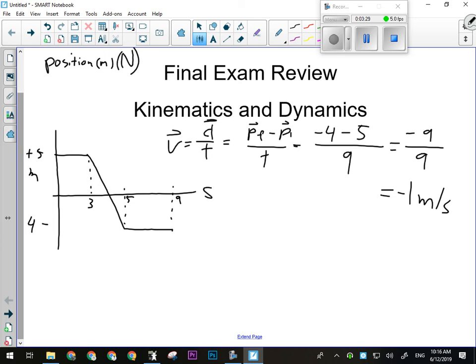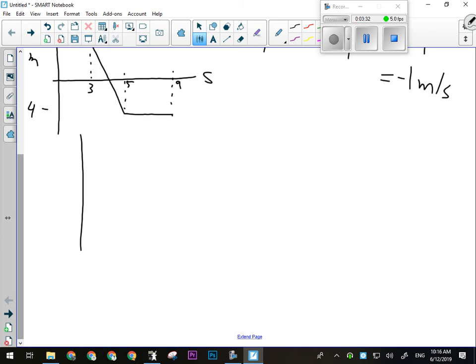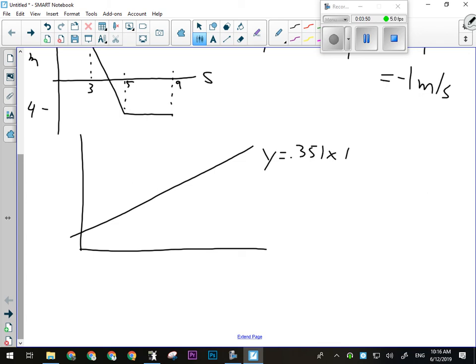If I had a velocity versus time graph, I think we talked about this one yesterday, didn't we? I did this example, I think, but we'll just quickly review it. I'm just making up numbers here, but let's say I have a velocity versus time graph that looks like this, and I ask you to calculate the total displacement to 20 seconds.